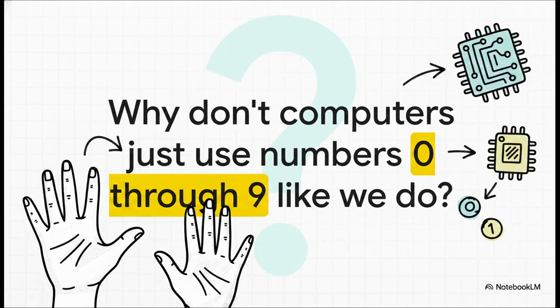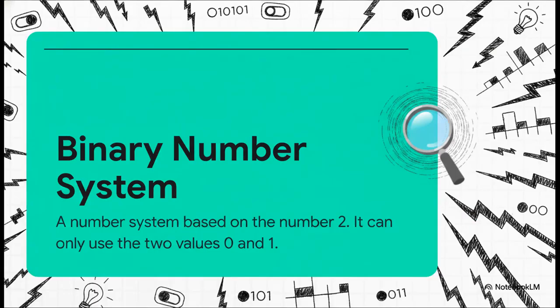So it all kind of starts with this one big question, right? We humans, we've got 10 fingers, so our base 10 system, what we call Denary, makes total sense. But computers, they don't have fingers. So what on earth do they use to count? And the answer? It's electricity.